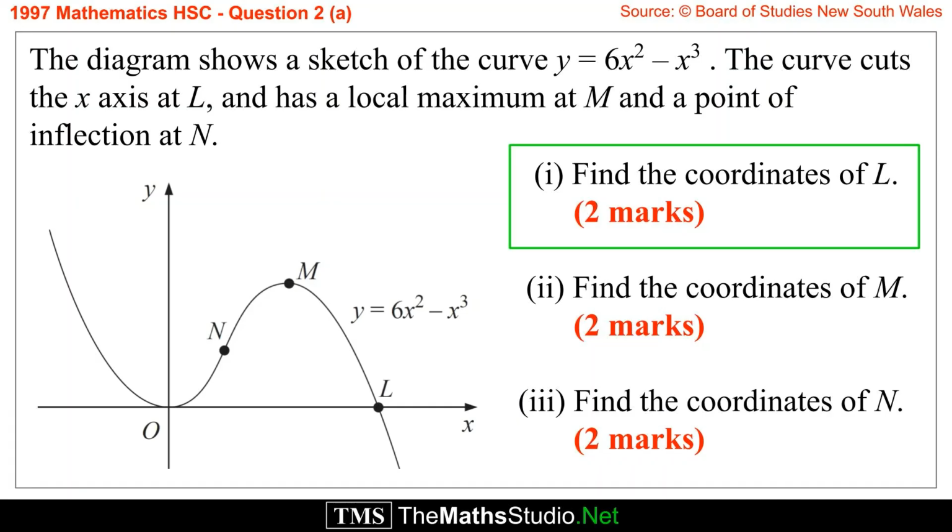Question 2, Part A. The diagram shows a sketch of the curve y equals 6x squared minus x cubed. The curve cuts the x-axis at L and has a local maximum at M and a point of inflection at N. Part 1. Find the coordinates of L.